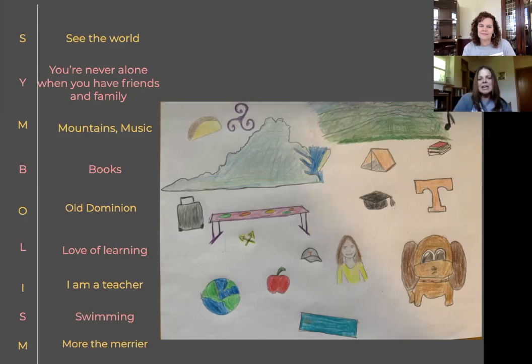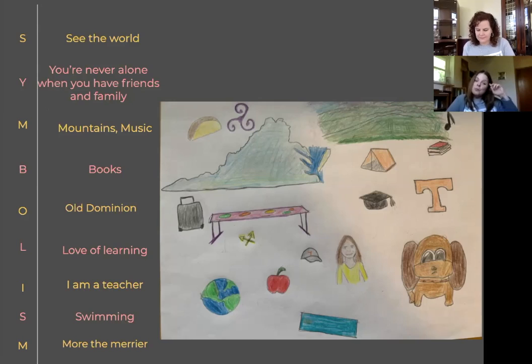And then I used L, and L is symbolized for my love of learning, and that's with the Power T, because I went to UT, and the diploma cap, for learning. And then the apple is for I, because I am a teacher, and being a teacher is very important to me, and it is a big part of who I am. I then chose swimming, because swimming is something that I did as a child, and it relaxed me, and as an adult, I still love to do it, and it still relaxes me so much.